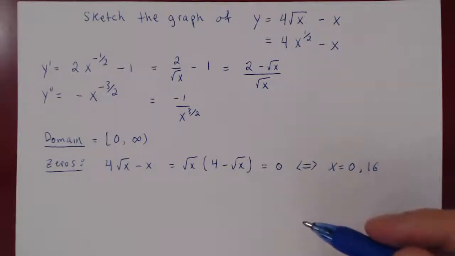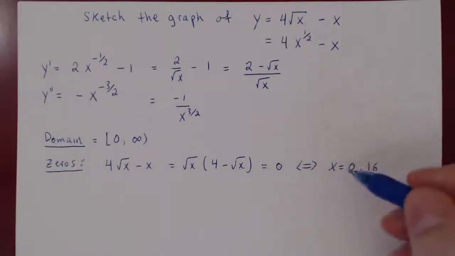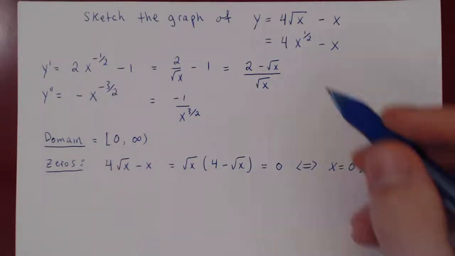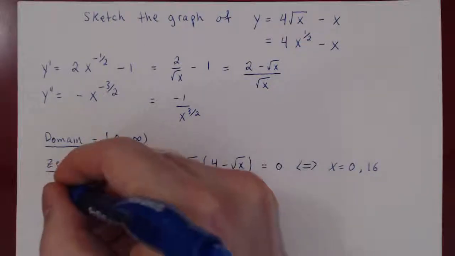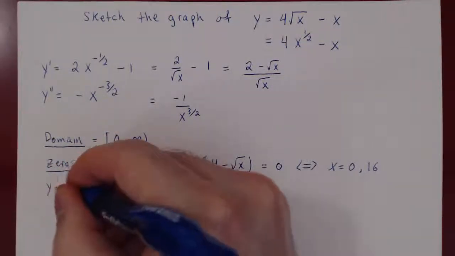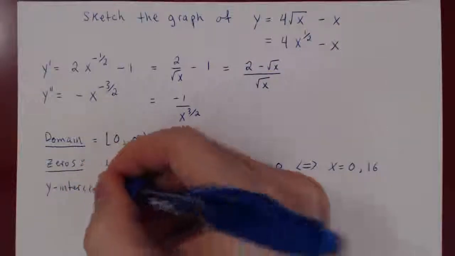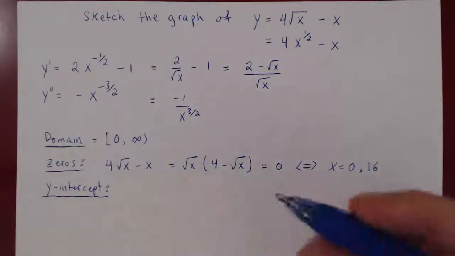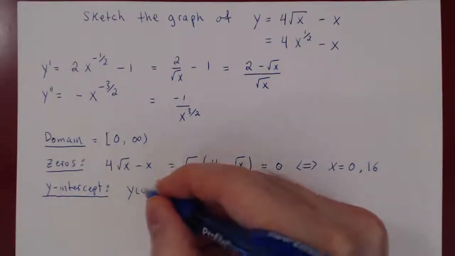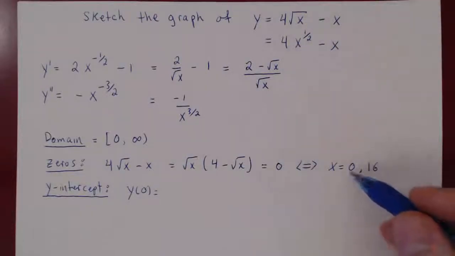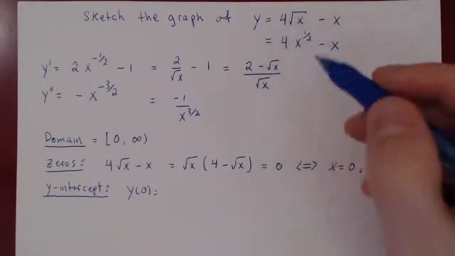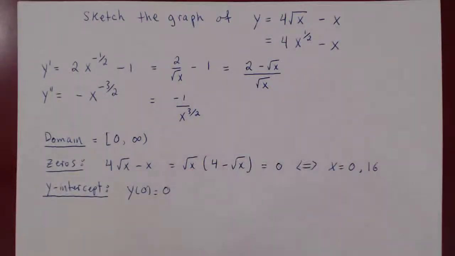Let's look for the y-intercept. Well, we already have found this because when x is 0, y is 0. Let's just write it for good measure. Again, the y-intercept is the point where the function crosses the y-axis. Therefore, it is the y value of the function when x is 0. And as we have just found, x equals 0 is a zero of the function, which is clear if you plug in 0. 4 root of 0 is 0, minus 0 is 0. So the y-intercept is x equals 0, y equals 0.